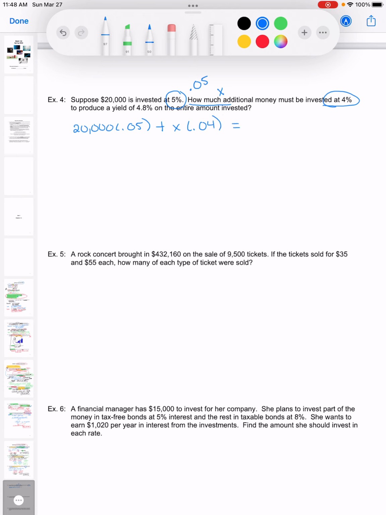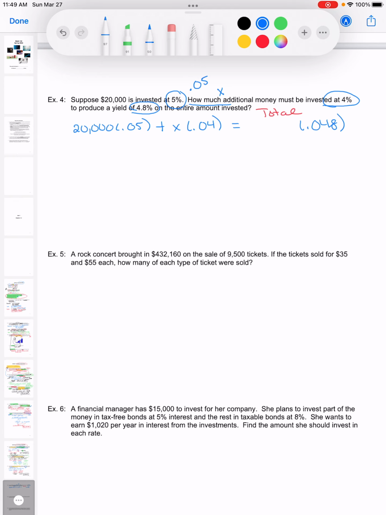And then my right-hand side over here is going to be my total. For the total, I should get 4.8%, so that's going to be my percent. I'm going to put it over here for just a second. Watch out, when you move that decimal place, you can divide by 100 or move 2 decimal places. Sometimes that extra decimal place gets people.